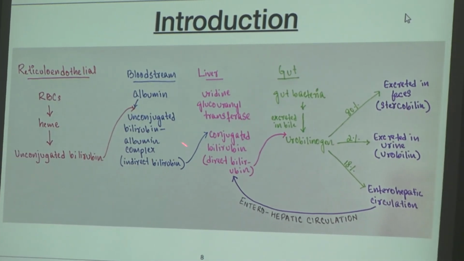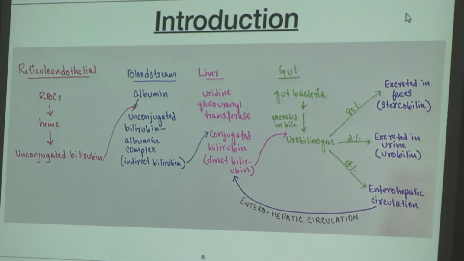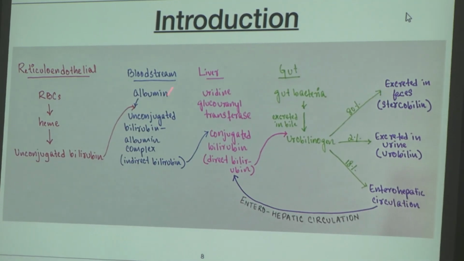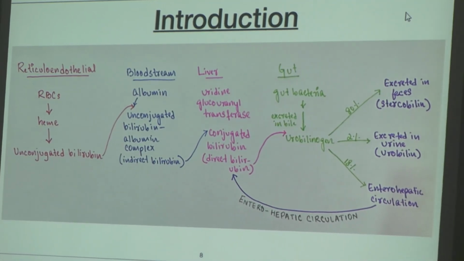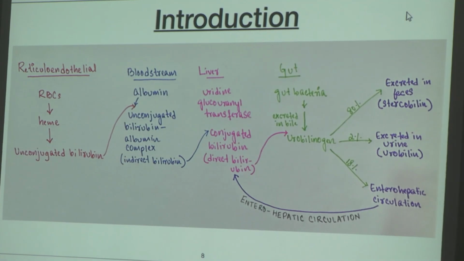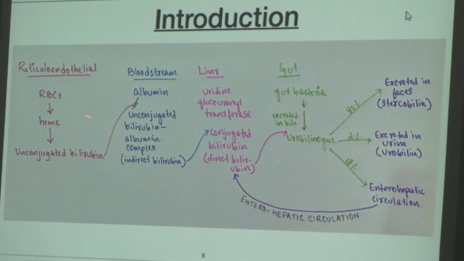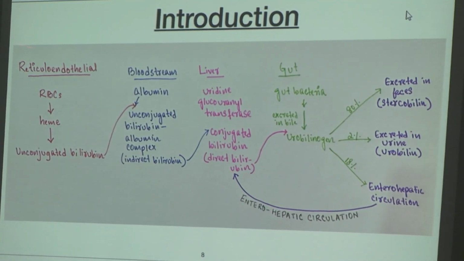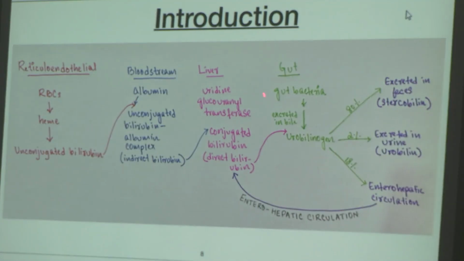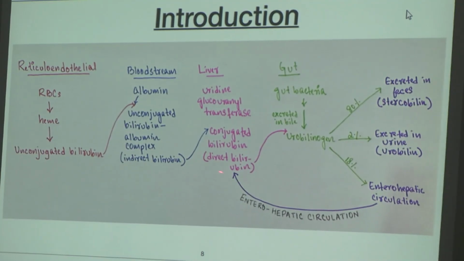This is the unconjugated bilirubin after mixing with the albumin also. This is easily transportable. That's all. This is for the purpose of transportation. Once it is easily transportable, it goes into the liver. Then it will react with this enzyme, and this enzyme will make it conjugated.